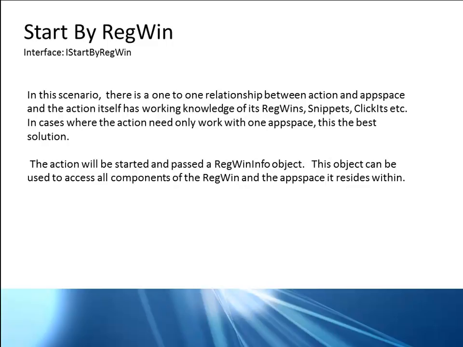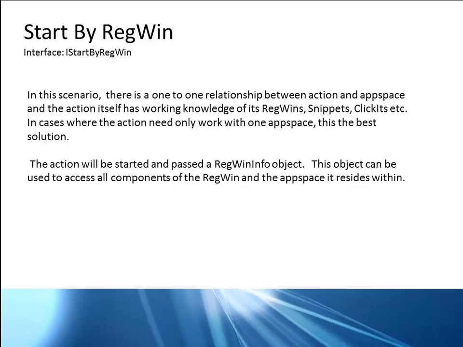The action will be started and passed a RegWin info object, and this object can be used to access all the components of the RegWin and the app space it resides within, thus giving you the ability to access potentially other RegWins within that app space.